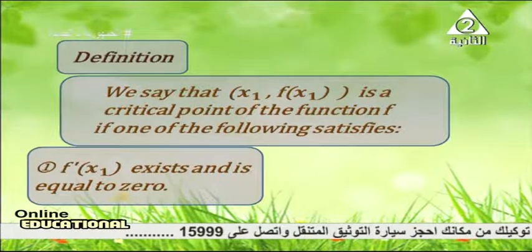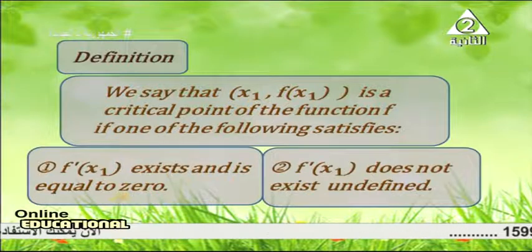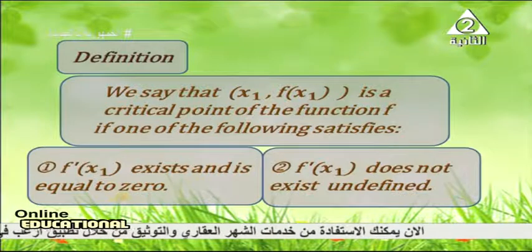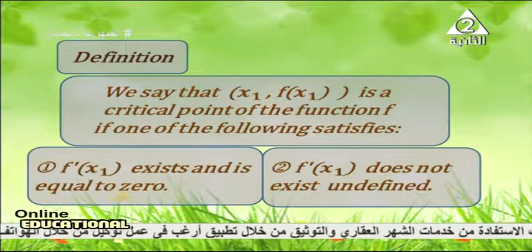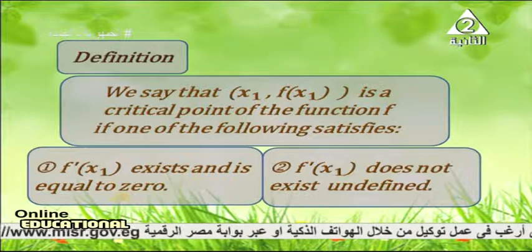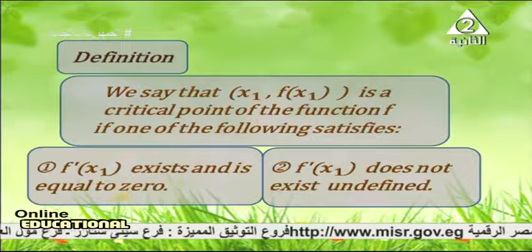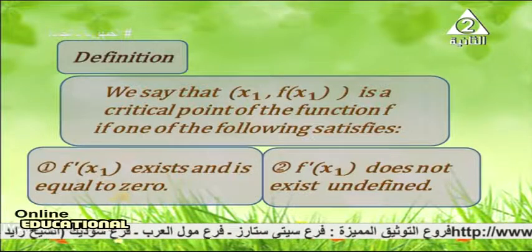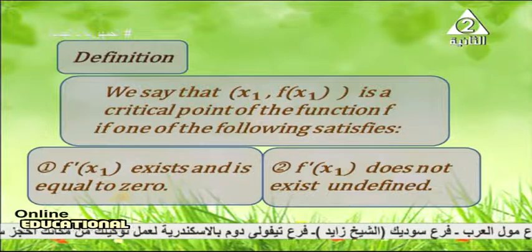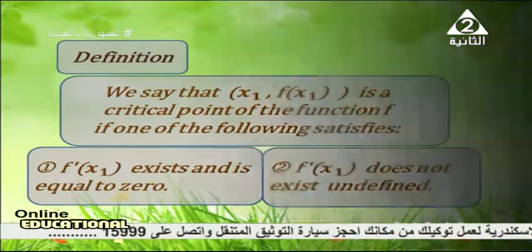Number 2, f'(x1) doesn't exist or is undefined. Then we say that the point (x1, f of x1) is a critical point in two cases. The first case, f'(x1) equals 0, second case, f'(x1) is undefined. Now we move to the next example.